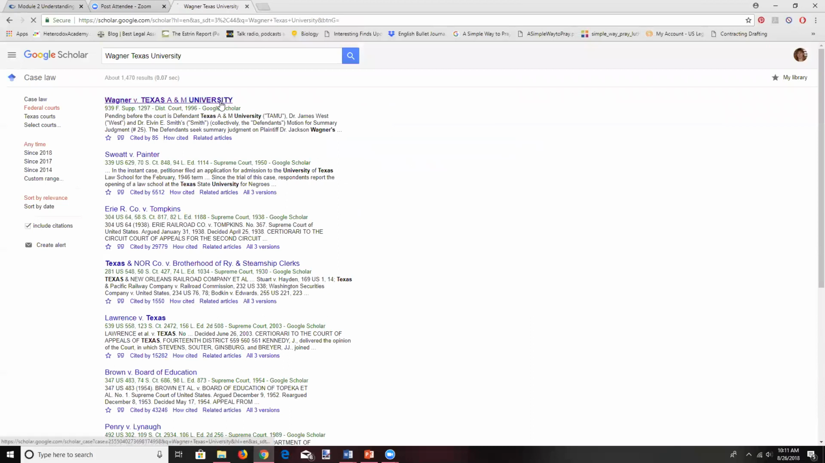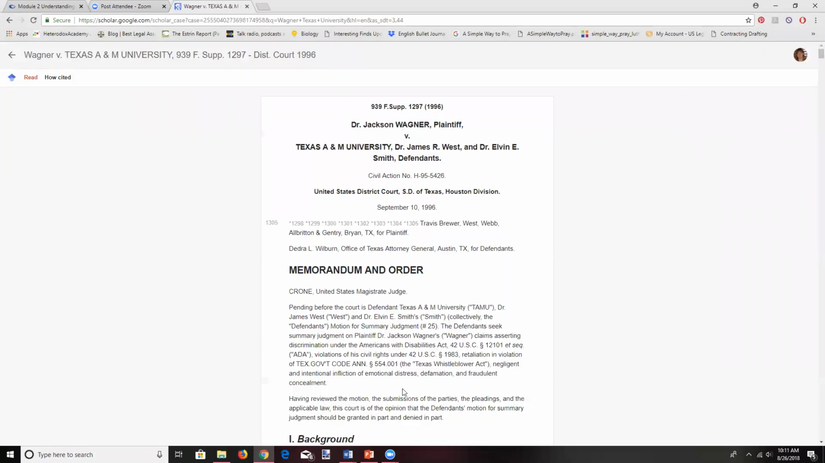Here we go. Wagoner at Texas A&M University. So this would be the case. Just kind of showing you how to play around with these things. You should be able to find through this mechanism virtually every case I cite in my notes.